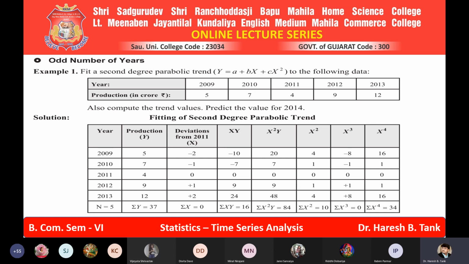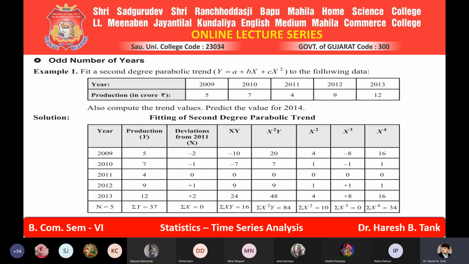First of all, let us suppose odd number of years are given. Odd number of years are given. The things are very simple, that you will have a middle year. Middle year means the deviation taken would be a full value. You don't have to double it up. So that would be a simpler part. Let us do this example now.